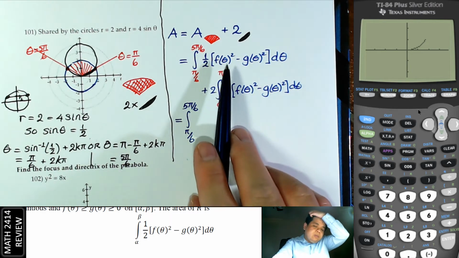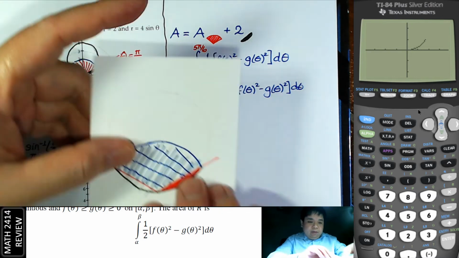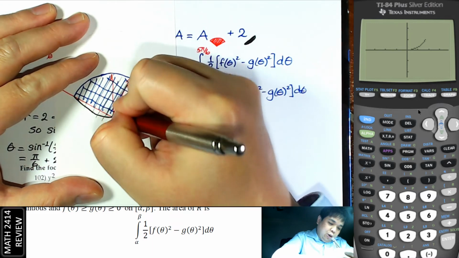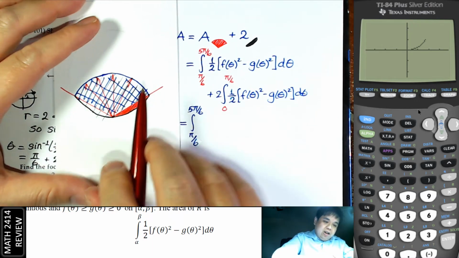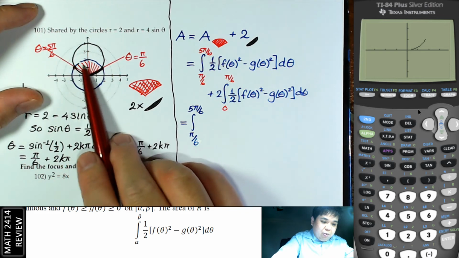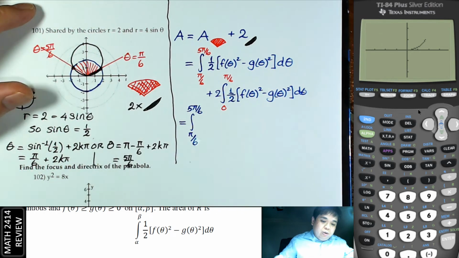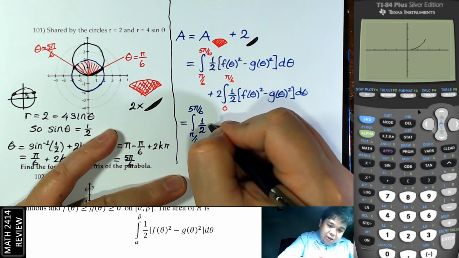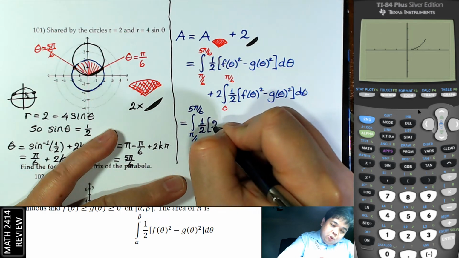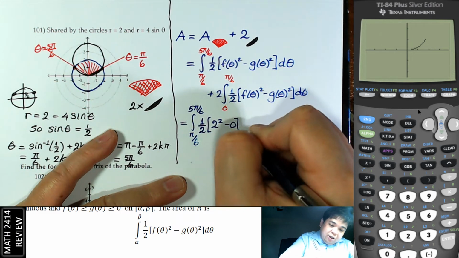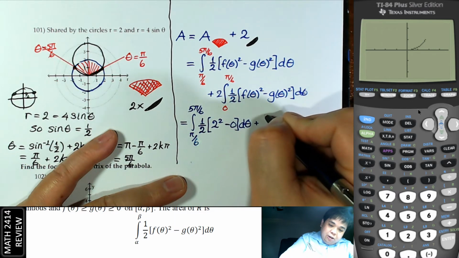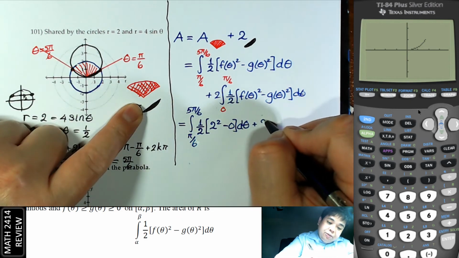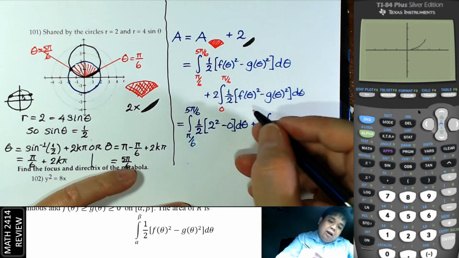Right, now, for that sector from the center looking out, we only see the circle in blue here, and the equation of that is r = 2. So we just have 1/2 r squared, which is 2 squared, and there's nothing inside. And then there is 2 times the area of this shape, from 0 to pi over 6.